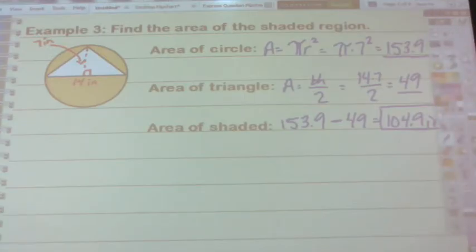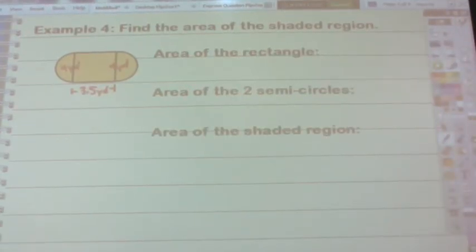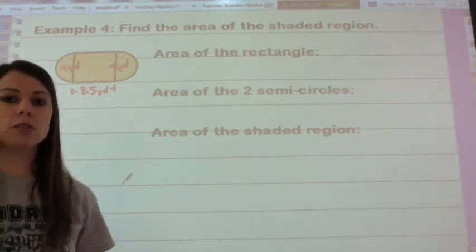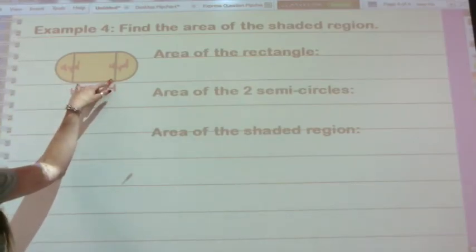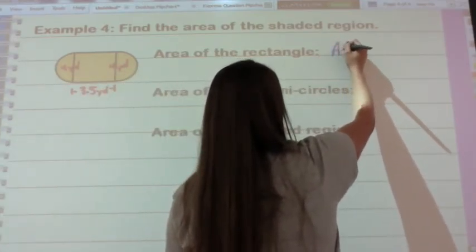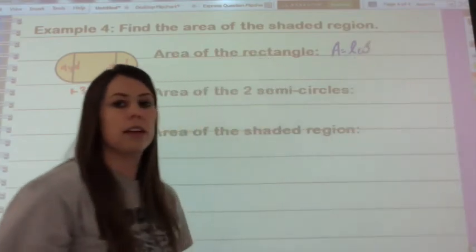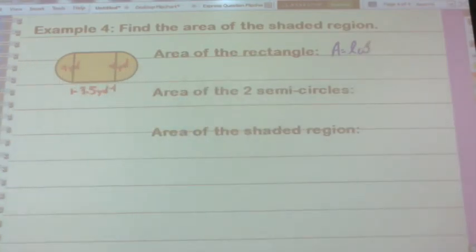Okay, the next example. Find the area of the shaded region. So we want to find the area of this shaded portion here. Again, you're going to find the area of several different shapes. The first one is find the area of the rectangle. We know the formula for area of a rectangle is length times width. And then we're going to have to find the area of the other shapes. The length of the rectangle is 3.5 times the width is 4, to get 14. Now 14 is not my answer, that's just the area of the rectangle.